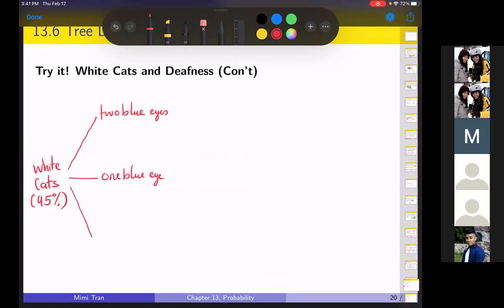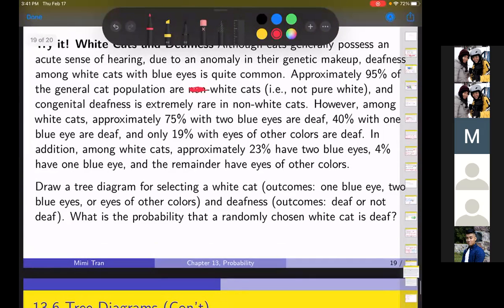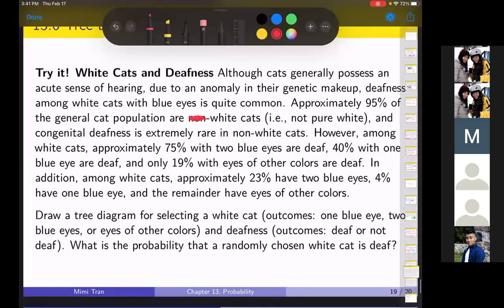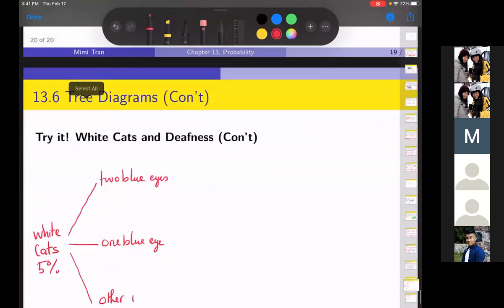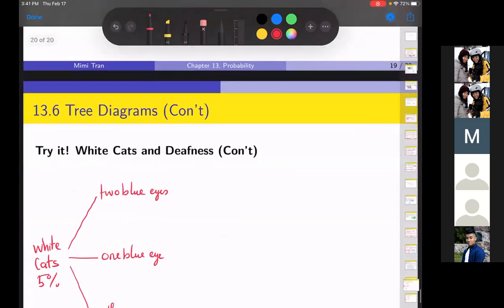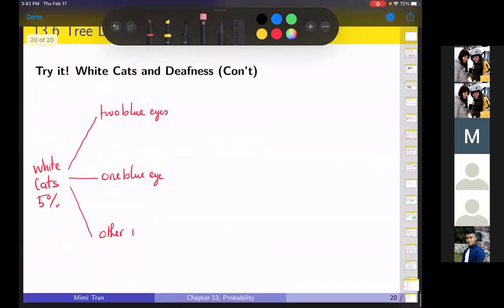Oh, then here only 5%. We cannot do 5% because the rest is more than 5%, right? Does that make sense? I cannot have 5% at the beginning, and then right here I got like 23%. Is it 23%? Doesn't make sense. Okay. Other eyes.